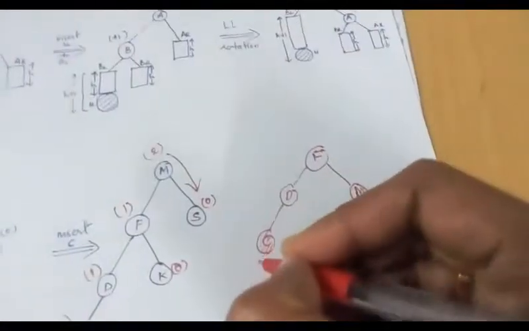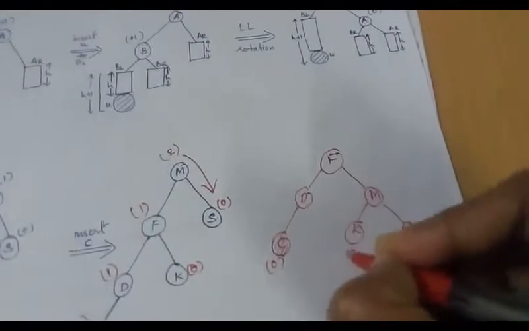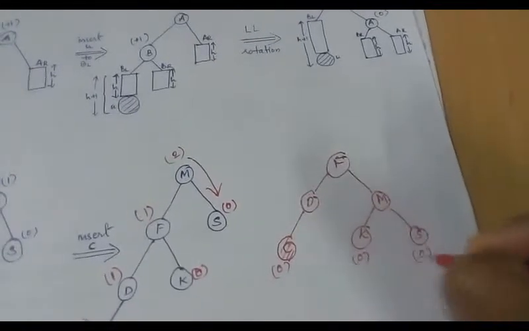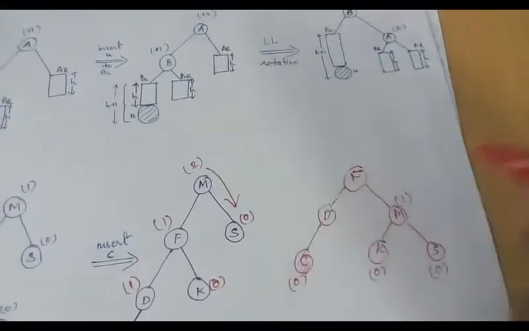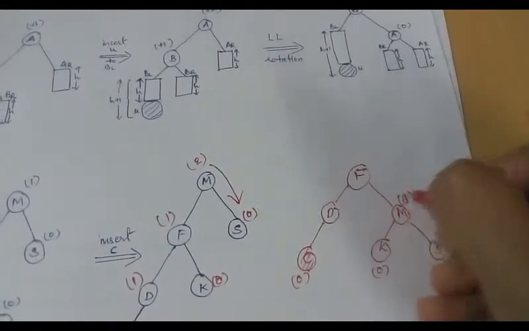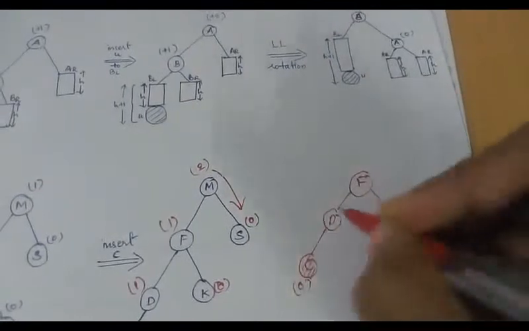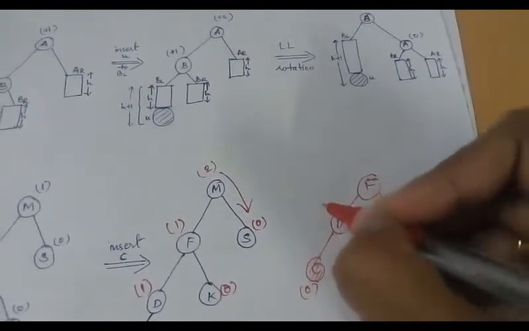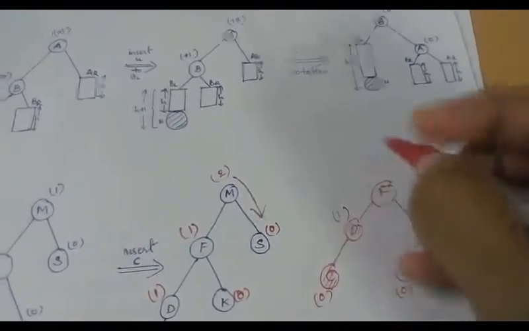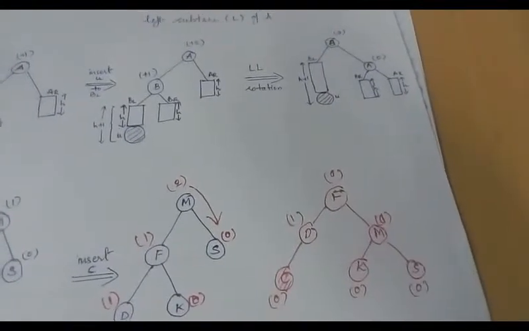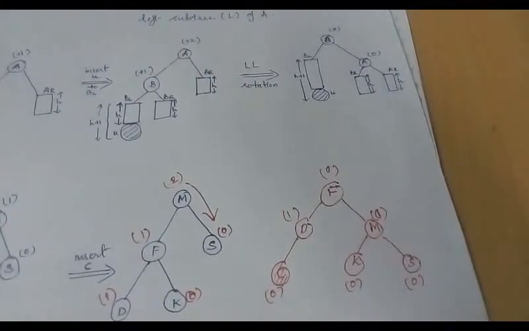Now find the balancing factor for each node. Here the leaf nodes will have a balancing factor of 0. Then M will have a balancing factor of 1. Then M will have a balancing factor of 0, since both sides are 1. Then D, 1 minus 0. So 1. Here 2. Here also height is 2. That means F will be having a balancing factor of 0. Now it is a balanced AVL tree.